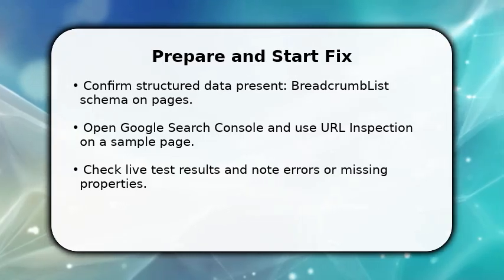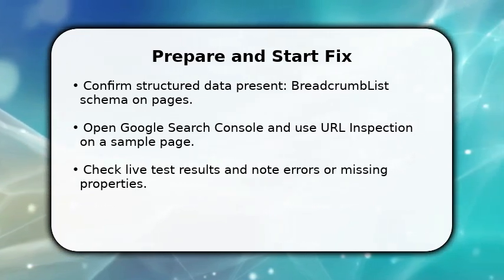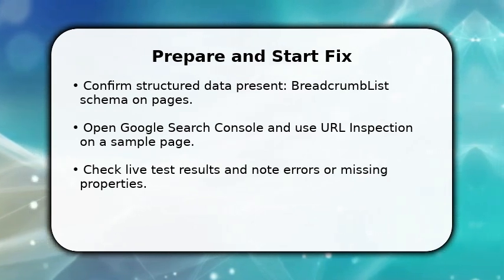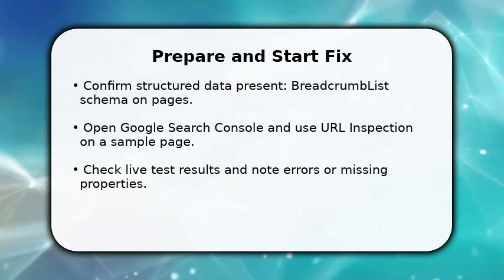You start by confirming prerequisites. Make sure your pages include breadcrumb list structured data and that they render correctly to users. Open Google Search Console and run URL inspection on a representative page so you see how Google fetched it.